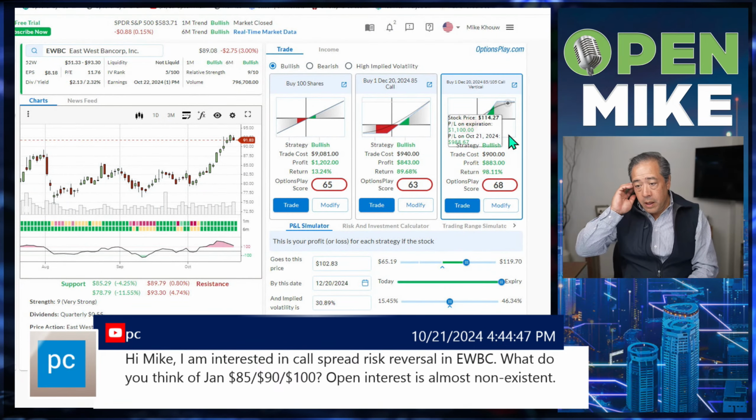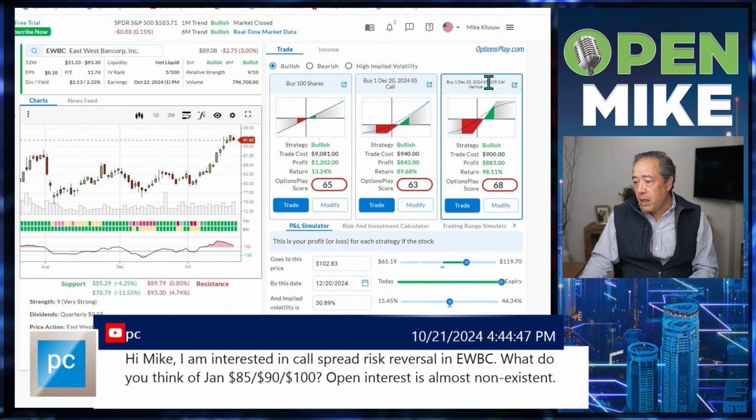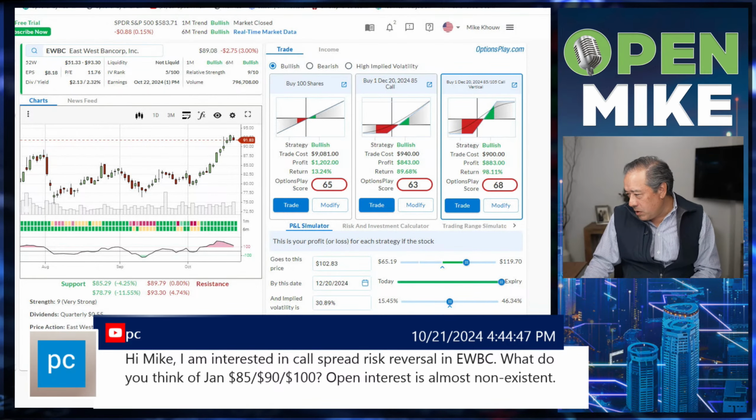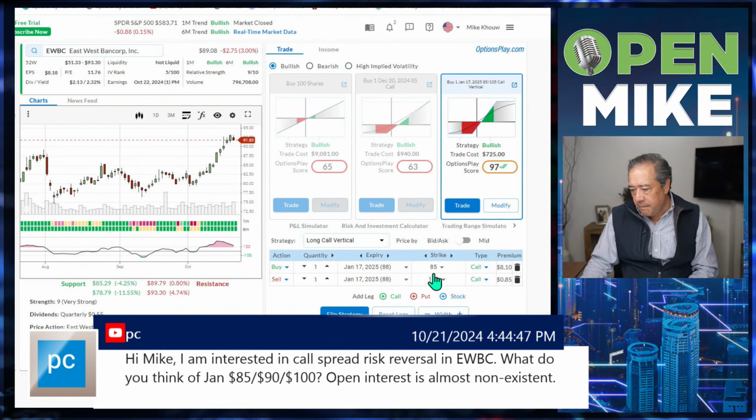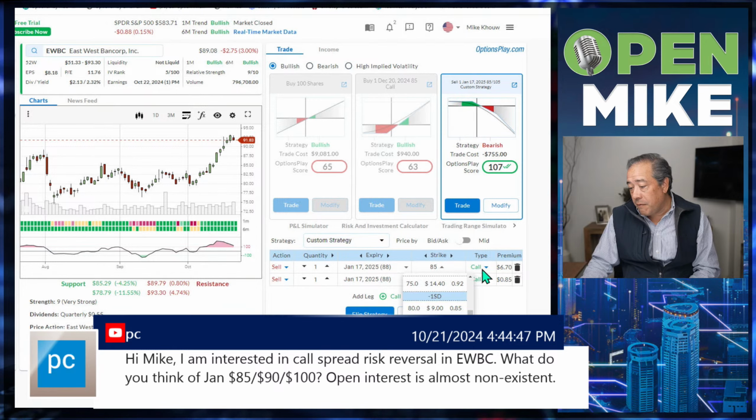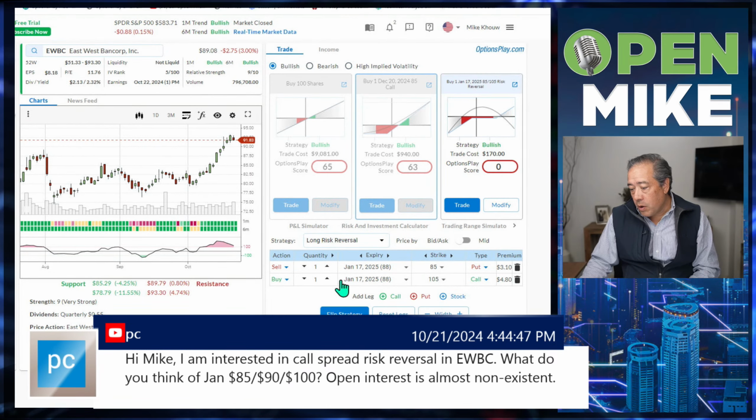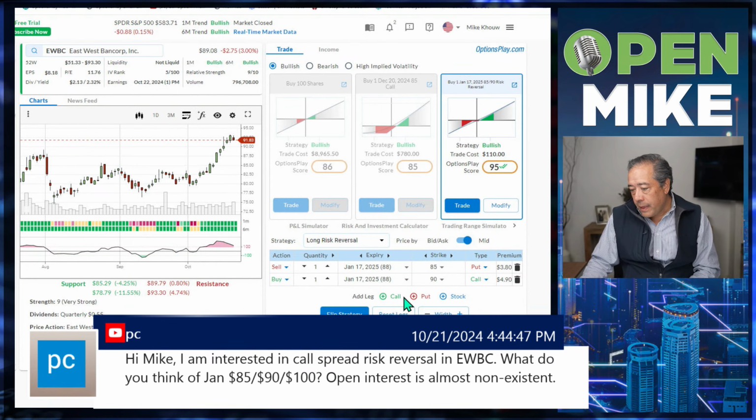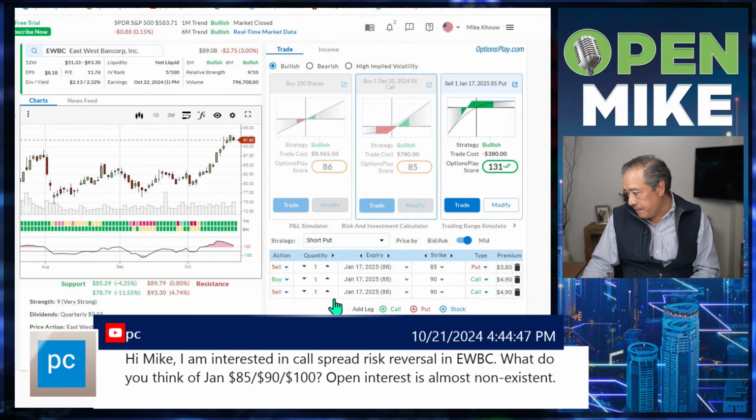Okay, so generally speaking, these are strategies that I kind of like. You did specify Jan, yes. Okay, you did specify. So we're just going to go out to Jan. And so when you trade an 85/90/100 call spread risk reversal, that means that you're probably selling the 85 puts. You are going to buy the 90 call, and you are going to sell the 100 calls.